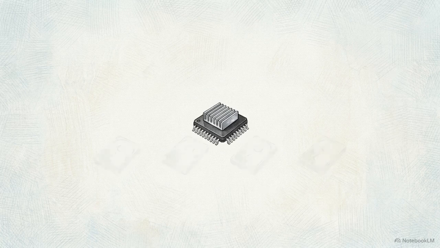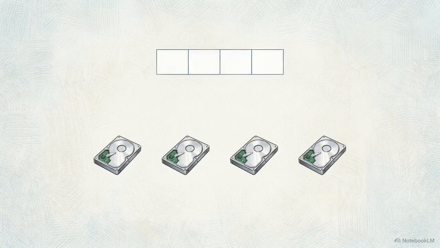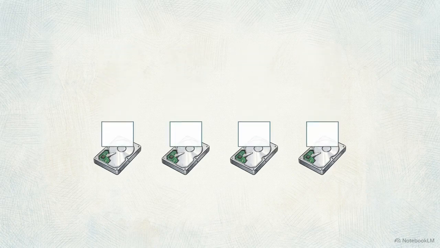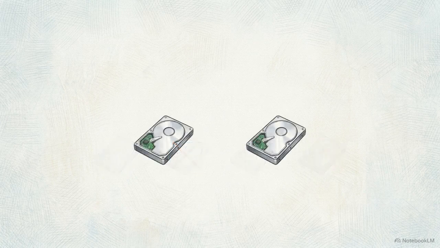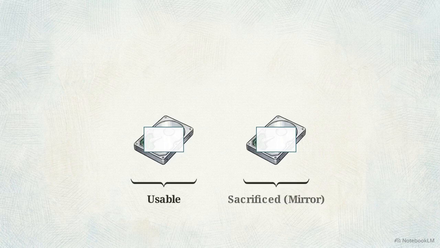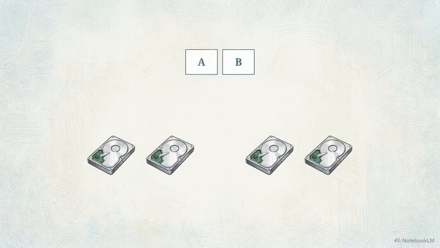The controller dictates how data is physically distributed. RAID 0, or striping, shatters a data block into fragments and writes them across all disks simultaneously. Read and write speeds multiply, but there is zero fault tolerance. If one drive dies, all data is lost. RAID 1, or mirroring, takes the opposite approach. It ensures maximum fault tolerance by writing a perfect duplicate of every block to a secondary drive. The data is entirely secure, but you permanently sacrifice 50% of your purchased storage capacity.